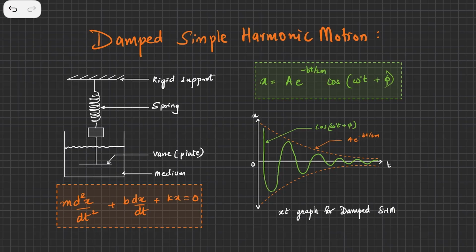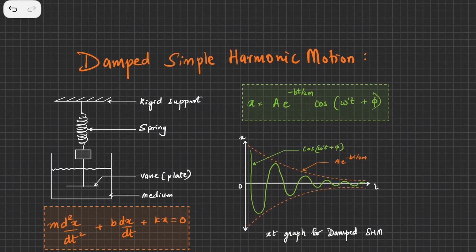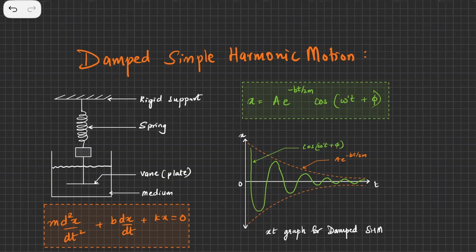Today we are here to discuss something called damped simple harmonic motion. We have been discussing simple harmonic motion for the past few videos, and we have never considered friction or air resistance, or the medium's resistance to simple harmonic motion. In this video, in this topic, we are going to discuss the resistance offered by the medium.